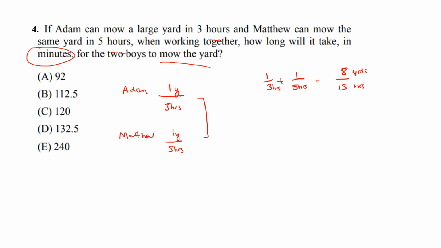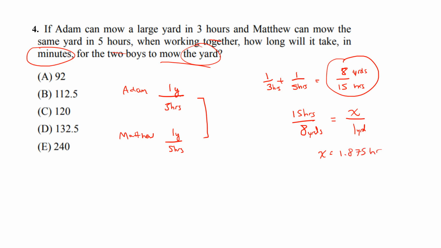But they're asking us how long it will take in minutes to mow the 1 yard. We just have to flip this, right? To figure out now how many hours for 1. So 15 hours is for 8 yards, okay? How many for 1 yard? We can even set up a proportion if we wanted to. How many hours for 1 yard? Now, when we do this math out, you solve for x, okay? Get x equals 1.875 hours.